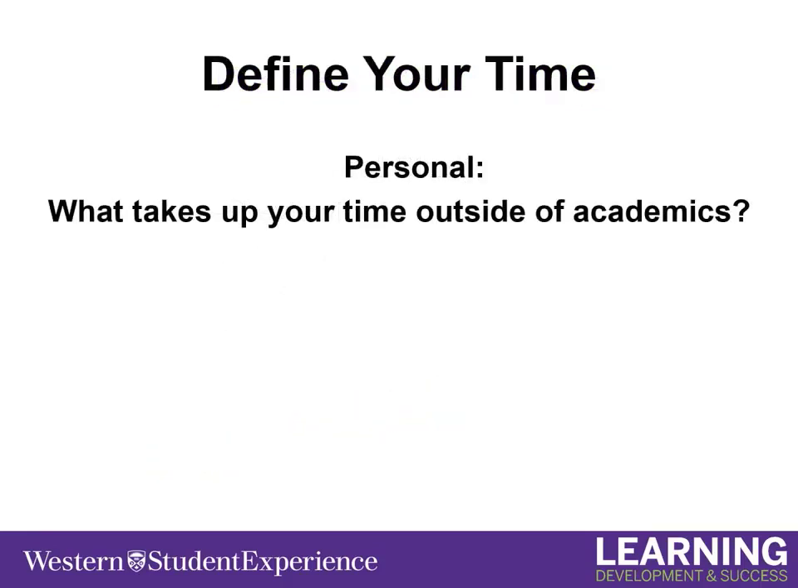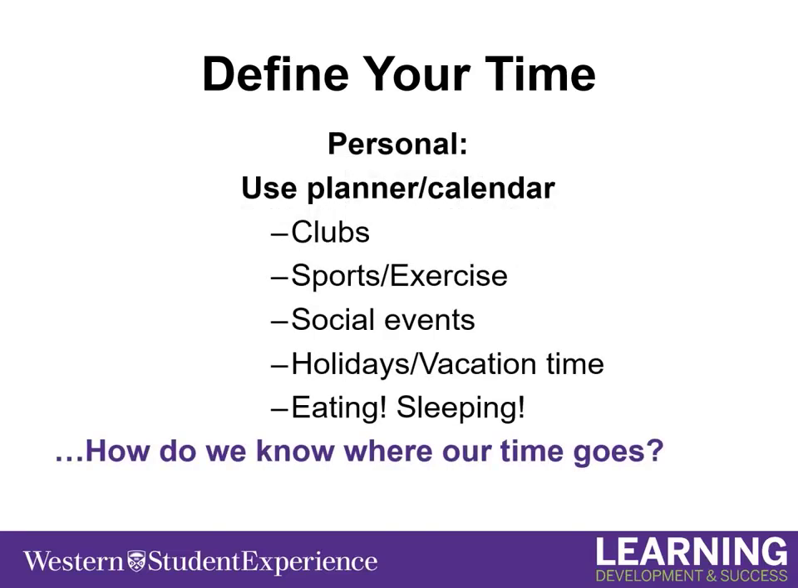And then what takes up your time outside of academics? If those were all the pieces that we were looking at connected to your courses, what are the things that are taking up your time outside of academics? So if you're part of any USC clubs, right, you want to ensure that you are staying physically active, have some social community components to your life. You are taking downtime, you're eating and sleeping.